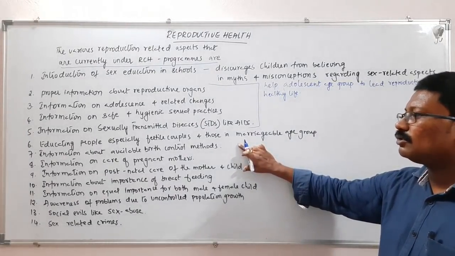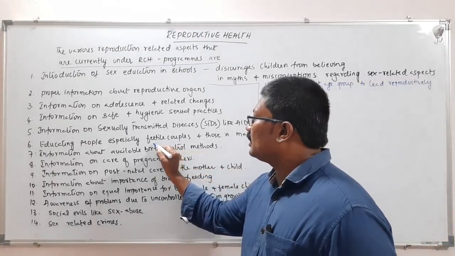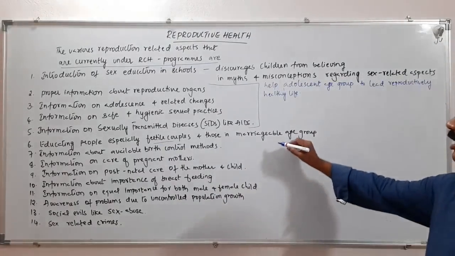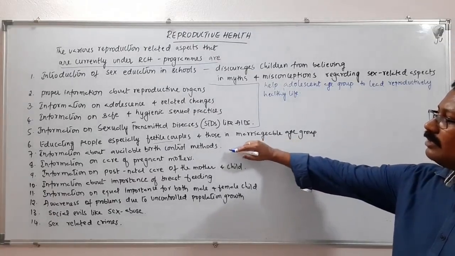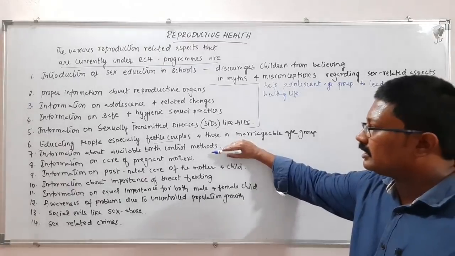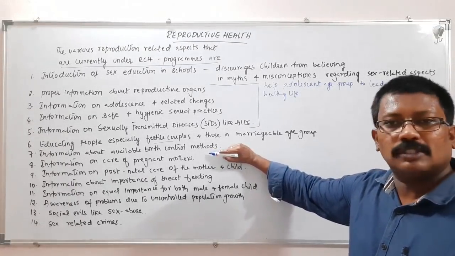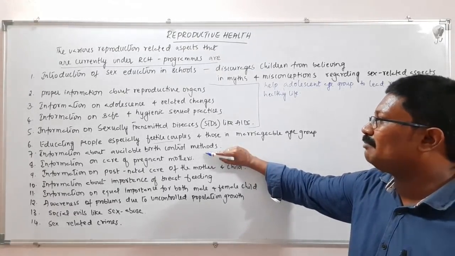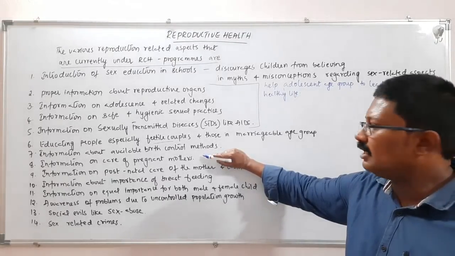The next one is educating people, especially those who are fertile couples. Fertile couples are the ones who are capable of having children, and those who are of marriageable age, with information about available birth control methods. These birth control methods we'll discuss in detail in the coming sessions. Different birth control methods actually help in controlling and spacing the births in a family.